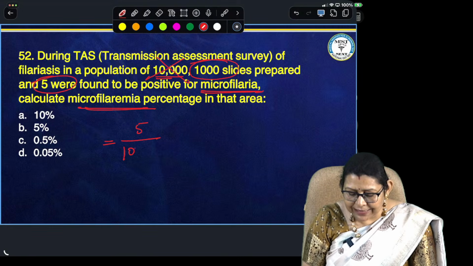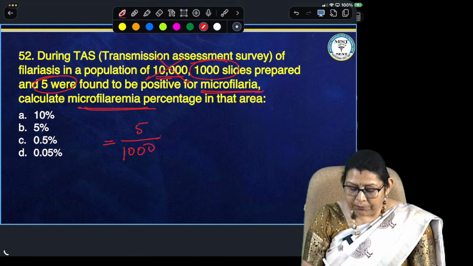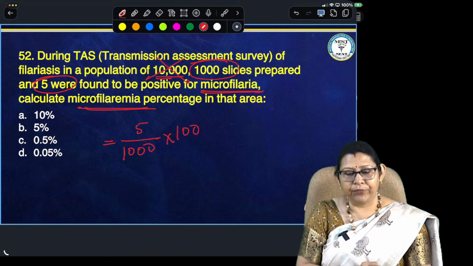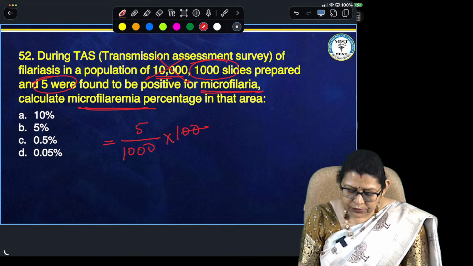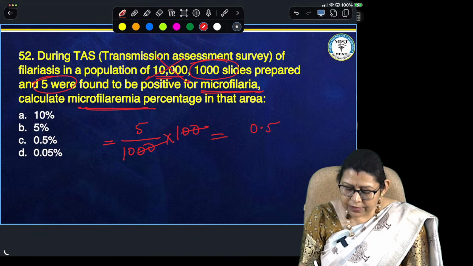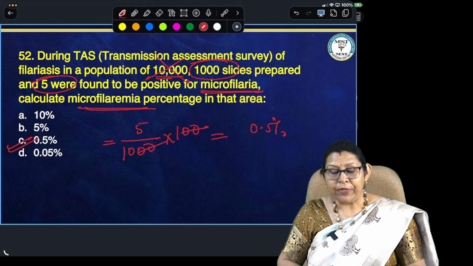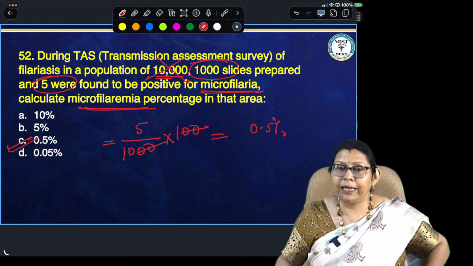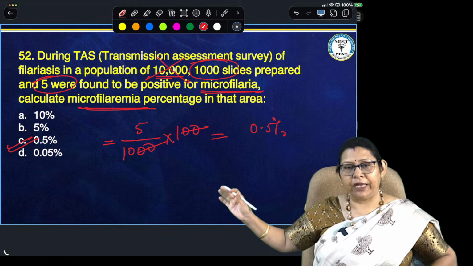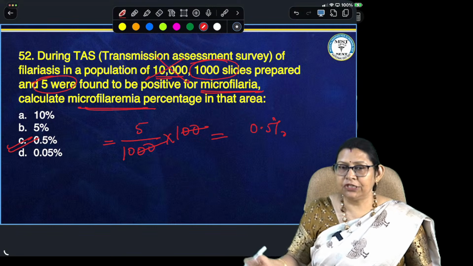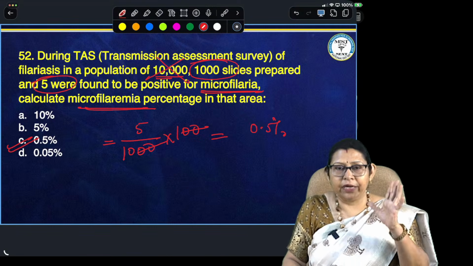Out of how many slides examined, 1,000, multiplied by 100. Okay, multiplied by 100. So two zeros gone. So yes, you all are quite correct. It is 0.5%. Okay, so it is almost the same as slide positivity rate for malaria. It means what percentage of individuals are having microfilaria in their circulation.